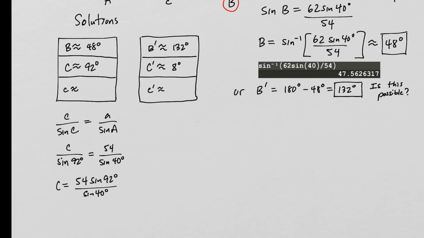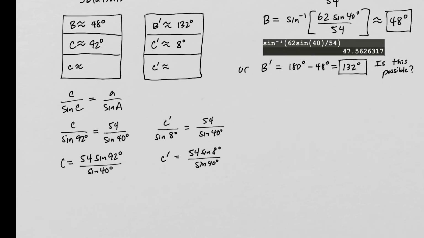C is going to be 54 sine of 92 divided by sine of 40 degrees, and plug that into a calculator. The other possible solution is C prime divided by the sine of angle C prime, which is 8 degrees, is equal to 54 divided by the sine of 40. And this gives us C prime is equal to 54 sine of 8 degrees divided by the sine of 40 degrees. Now let's just plug these both into our calculator to get approximate solutions.